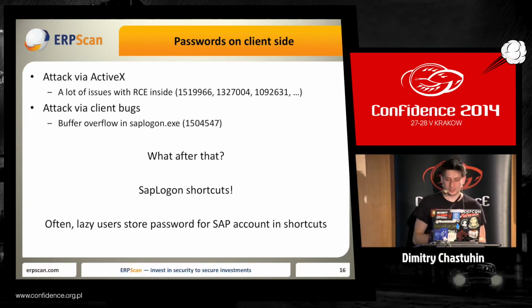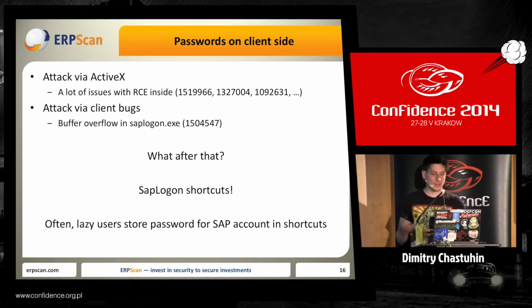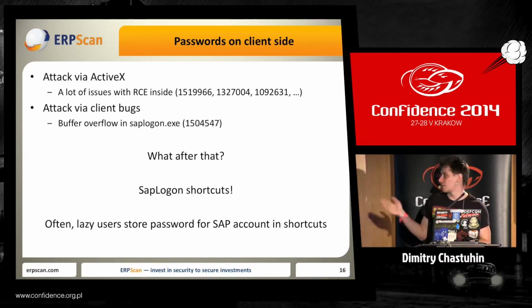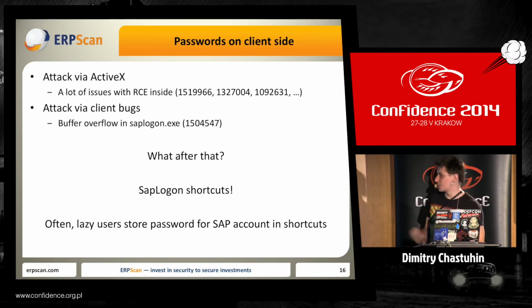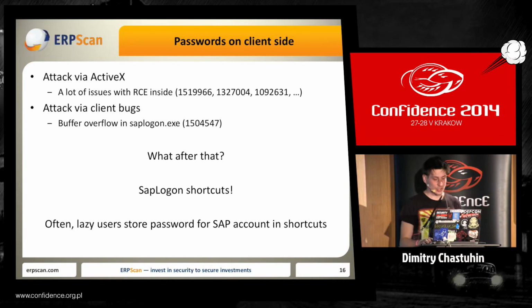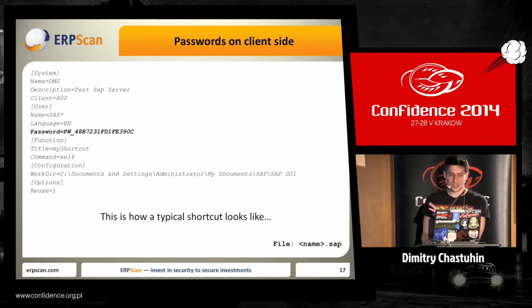And also, it's possible to attack the client through some software vulnerabilities like a buffer overflow in SAP Logon, for example. And what after that? Of course, first of all, try to find SAP Logon shortcuts. Often lazy users store passwords for SAP accounts in shortcuts. That's how a shortcut looks like. It's just a TXT file with some parameters, and one of them is a password string.